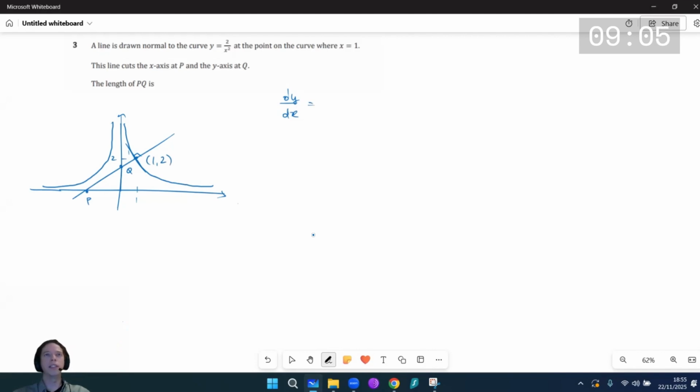So dy by dx, let's remember y is 2 over x squared, but that's 2 times x to the minus 2. So dy by dx will be minus 4x to the minus 3, just using your power rule, or minus 4 over x cubed. All right, so we evaluate it at our x value of 1, which gives us -4. So the gradient of the normal is -1 over that, so just a quarter. Looks about right, a pretty shallow increasing line.